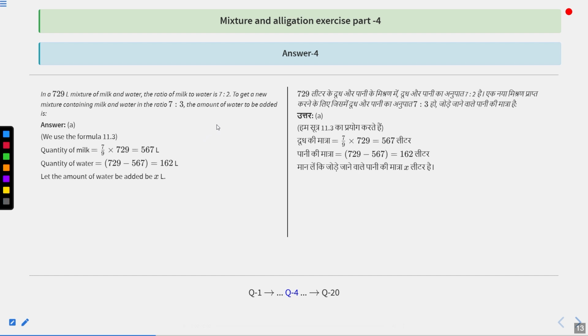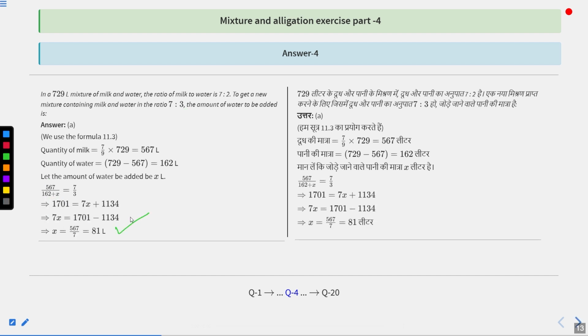Clear? Now the question says that we add some water. So let the amount of water added be x liter. Clear? So the ratio will become 7:3. So milk is 567 liter upon 162 plus x liter, and the ratio becomes 7:3. So we can compare it. Now we calculate the value of x and we get x as 81 liter. So we add 81 liter of extra water, so the ratio becomes 7:3. A is the correct answer.